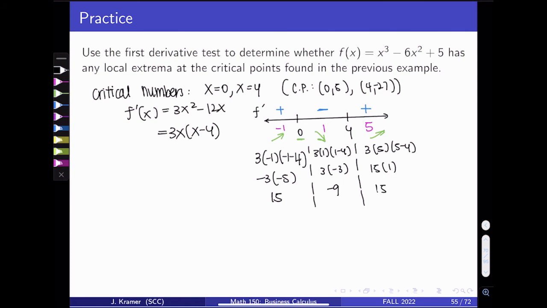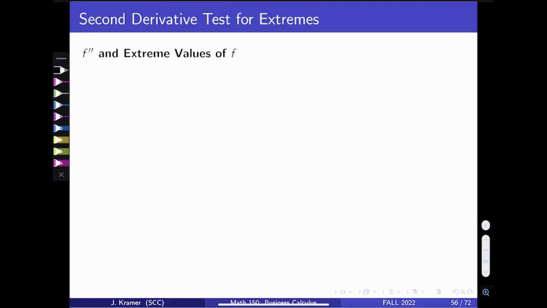So we have a local, this is all we can identify because we don't know about the rest of the graph. We have a local maximum at the critical point (0, 5), and a local minimum at the critical point (4, negative 27). In the next video, we'll review the second derivative test for extremes.